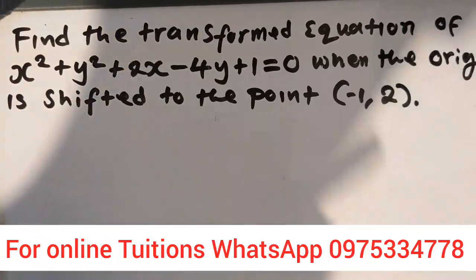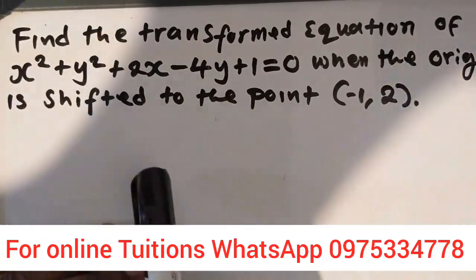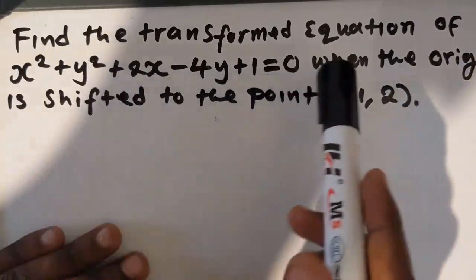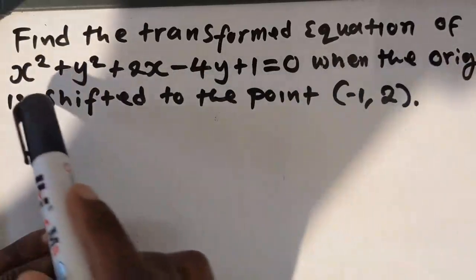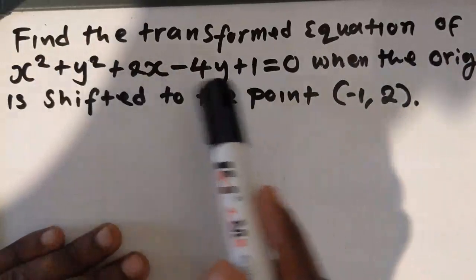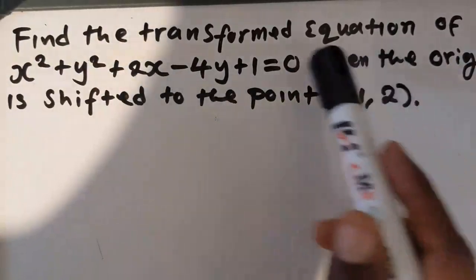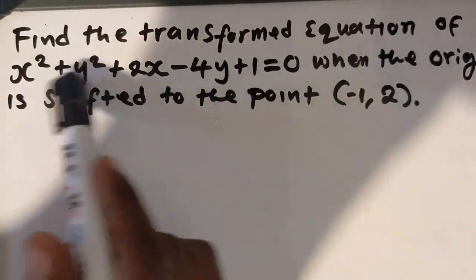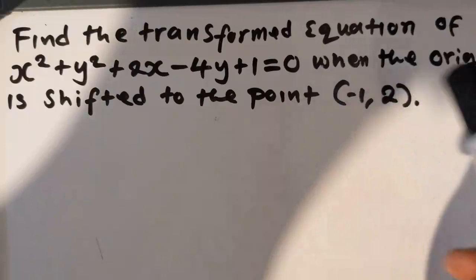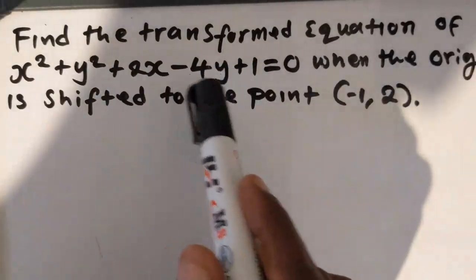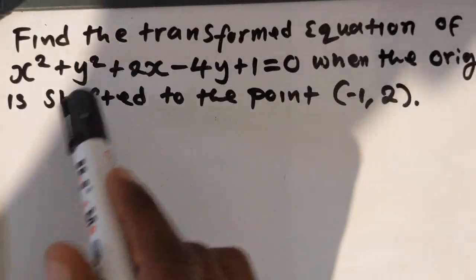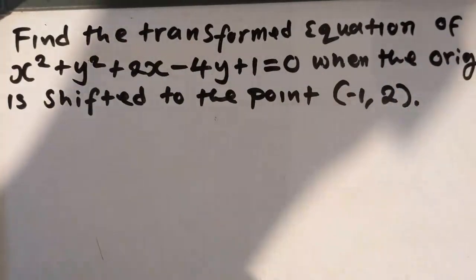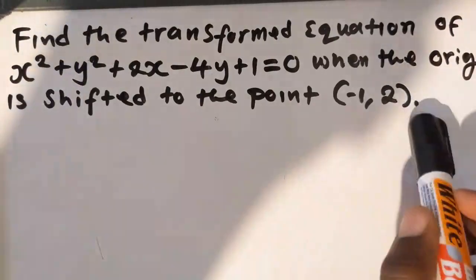All right. So this is a question that I've been given: find the transformed equation of this equation when the origin of this equation is shifted to this point. So it has been shifted to this point.